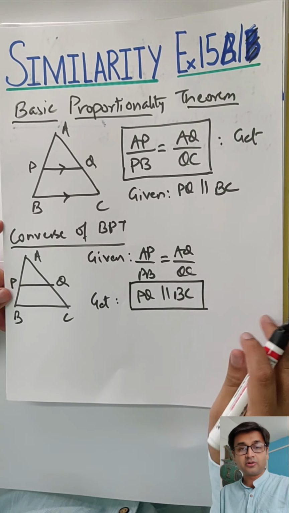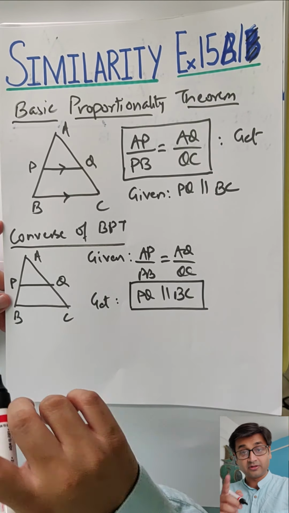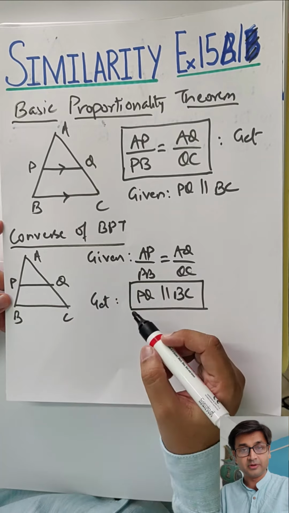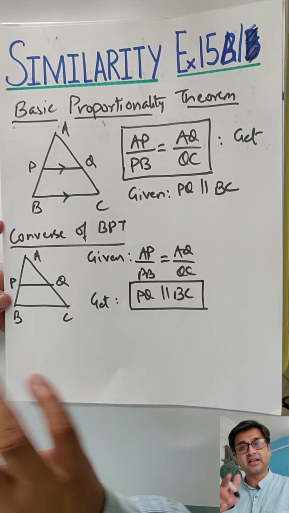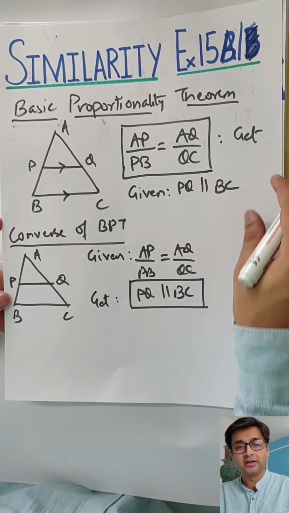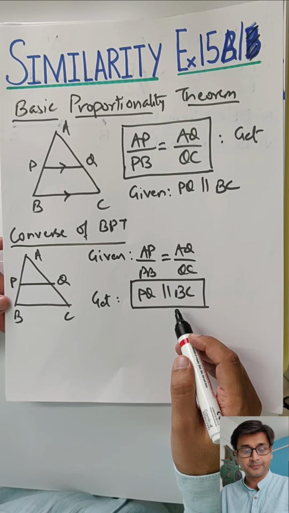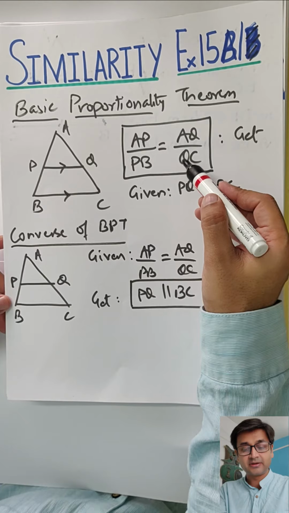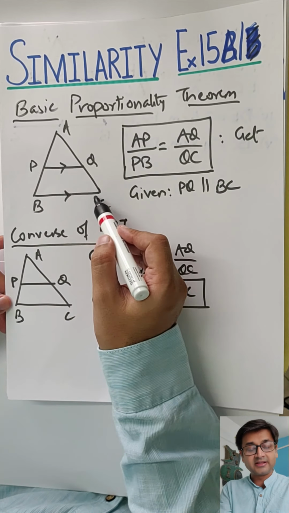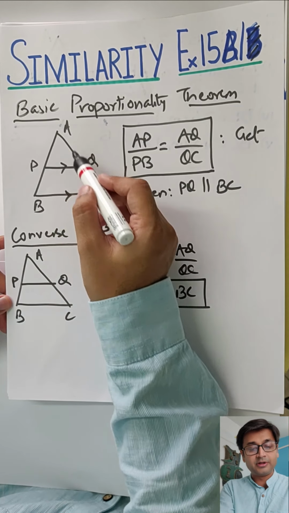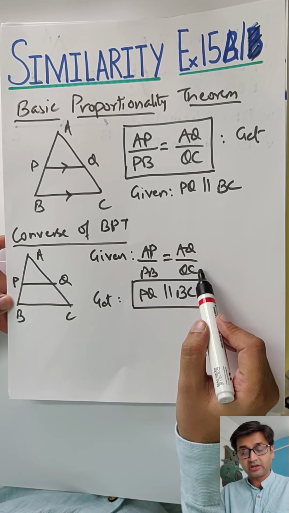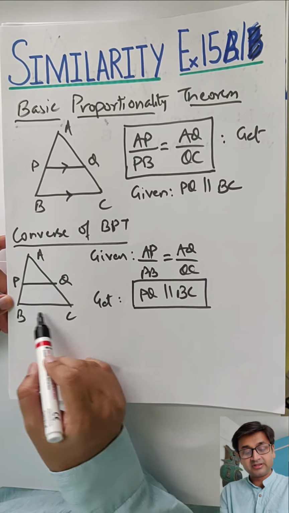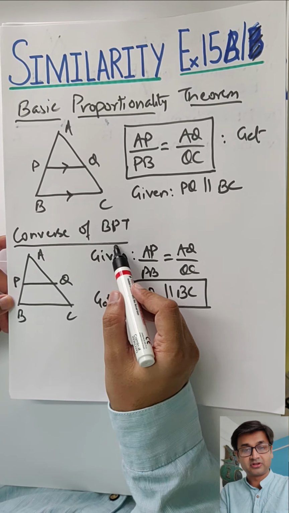This is what I was trying to talk to you about in question number 28 of the previous exercise, the converse of BPT. But since I had not taught you, I said I will cover it in the next exercise, and I did it with a different, slightly lengthier method. But you can use this now. So BPT: if two lines are parallel, AP upon PB equals AQ upon QC. And if AP upon PB equals AQ upon QC is given, then you can say that the two lines are parallel by the converse of BPT.